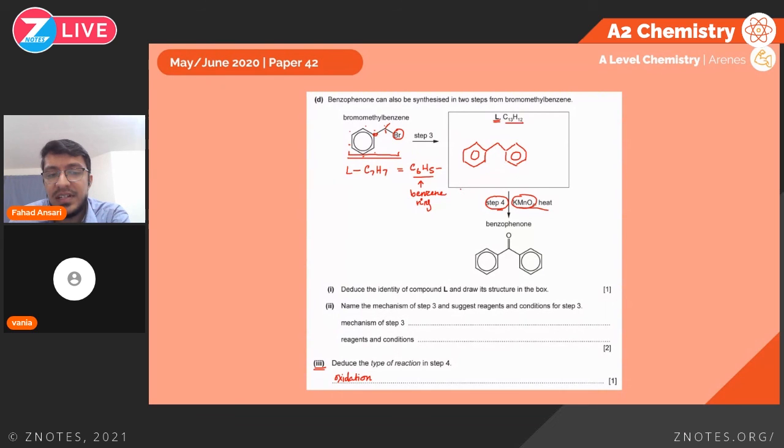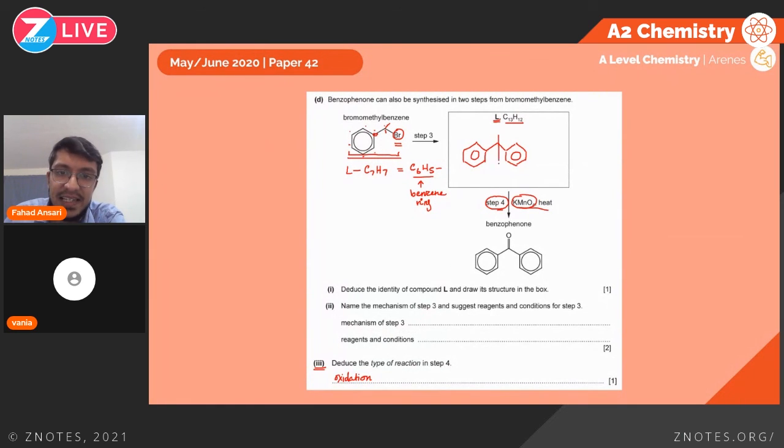Now, as far as the mechanism of step 3 and the reagent conditions are concerned, now guys, bromomethylbenzene, this bromine atom is at the end of a carbon chain. So this is an example of an alkyl halide, right? You have a halogen atom at the end of a carbon chain, so that's an alkyl halide. Doesn't matter if it has a benzene ring at the other end of the chain, right? You have a halogen atom bonded to an alkyl group, which is basically the methyl benzene part. And so, if you're reacting another benzene molecule with an alkyl halide, that's going to give you an alkylation reaction, right? So step 3 is going to be an alkylation reaction.